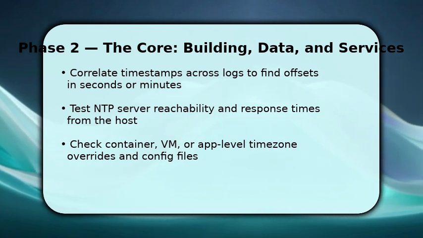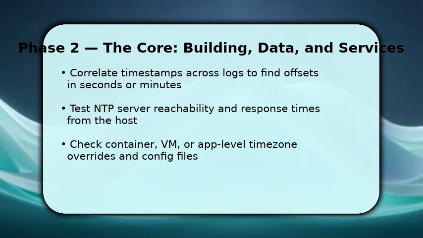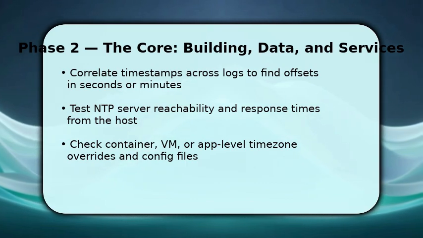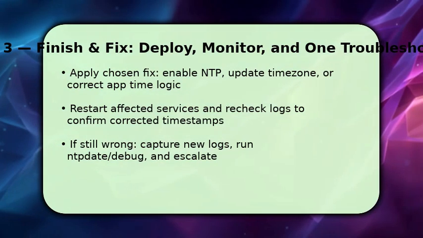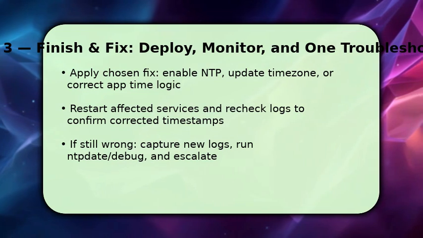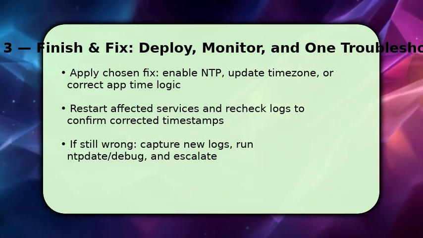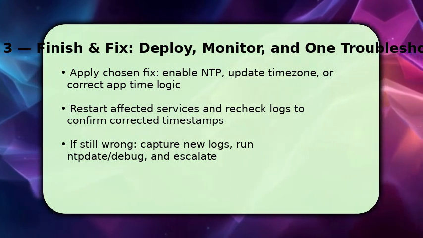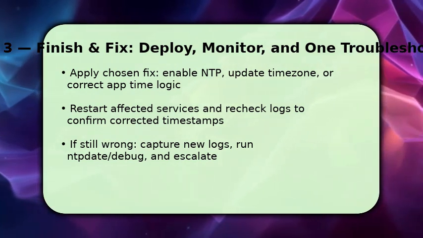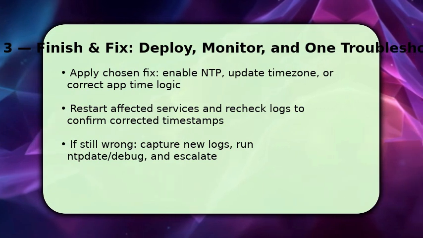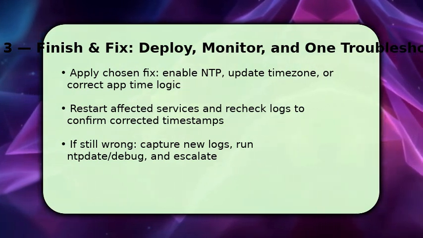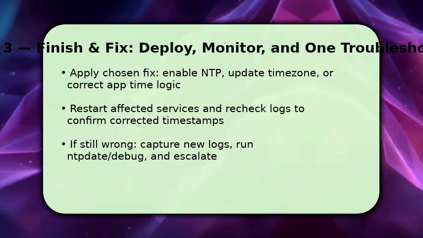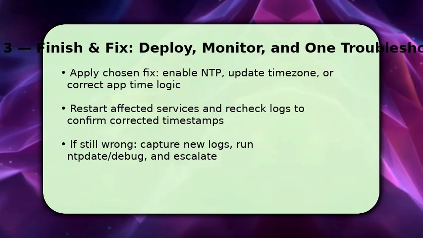Finally, apply the corrective action. Enable or fix NTP/Chrony, set the correct time zone, or patch application time formatting and logic. Once applied, restart affected services and immediately recheck logs to confirm timestamps now align with the trusted source. This verification proves success. If timestamps remain incorrect, capture fresh logs, run ntpdate or debugging tools to force sync, and escalate with your evidence.